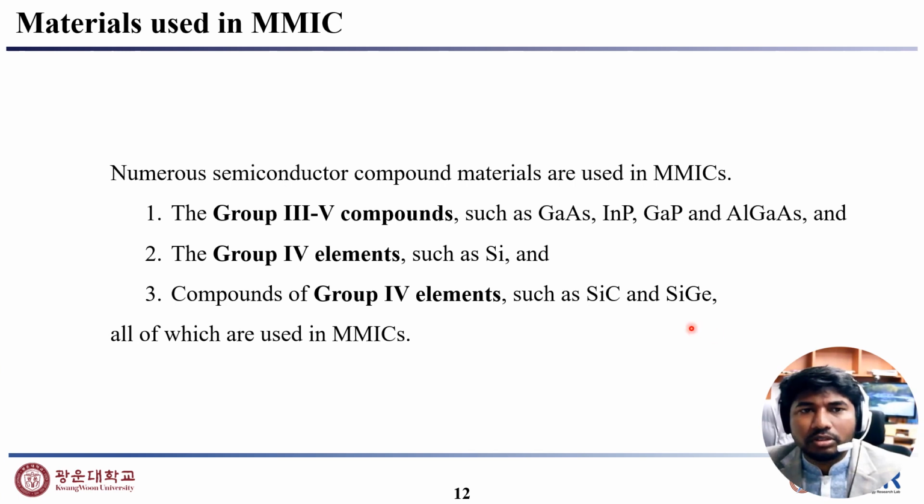If we go into detail, numerous semiconductor compound materials are used in MMIC. One is the group III-V compounds, and the group IV elements and compounds of group IV elements such as silicon carbide and silicon germanium, all of which are used in MMIC.